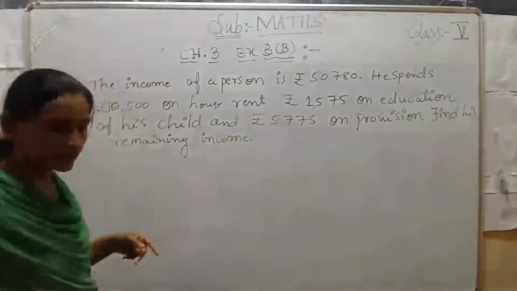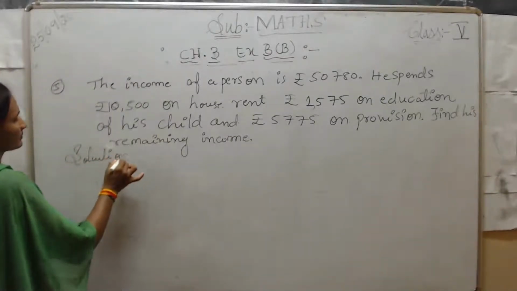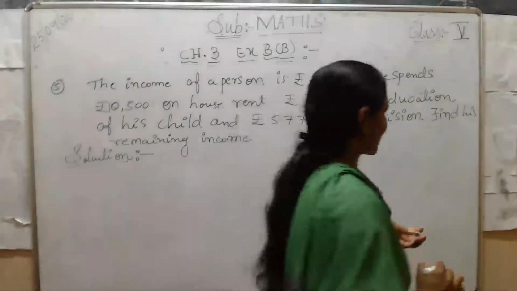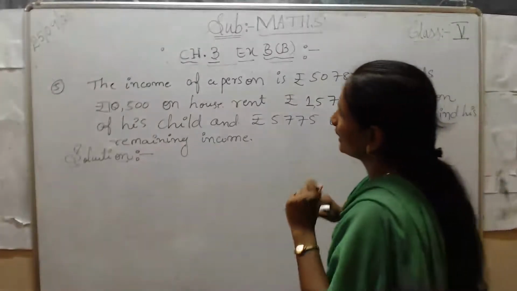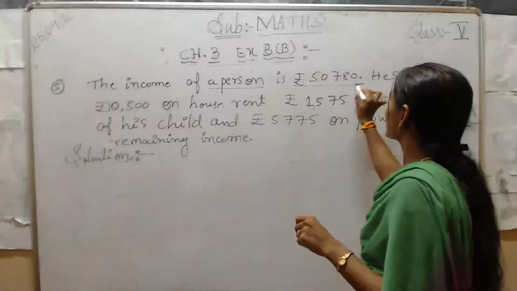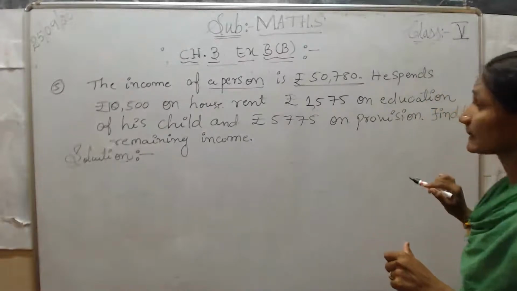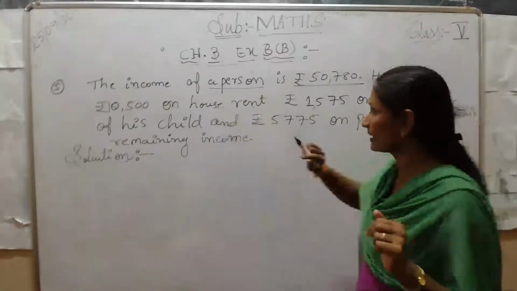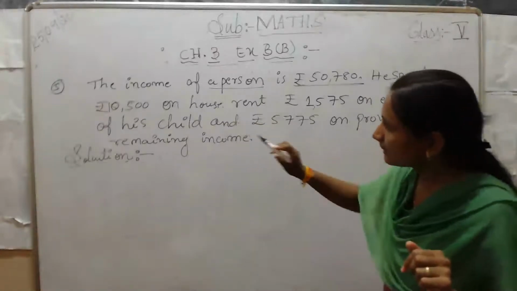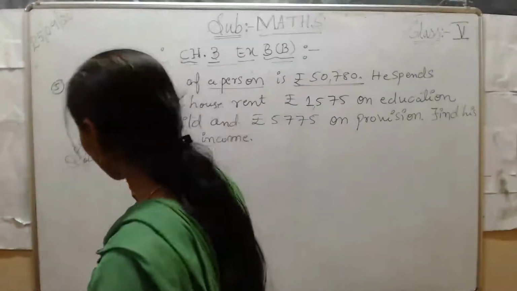Students, can you observe here? Read the question very carefully. The total income of the person is 50,780. But he spent on three reasons: first house rent, next education, and the last one. Now first you have to write the sentence.